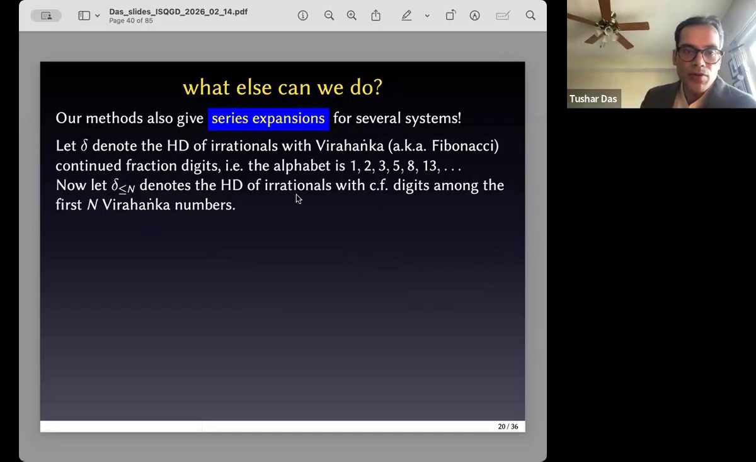And let delta less than or equal to n now be the Hausdorff dimension of irrationals whose digits are within the first n. And similarly, delta greater than or equal to n, the Hausdorff dimension of the irrationals whose continued fraction digits are the nth Virahanka number and greater. So the nth, the n plus first, and so on.